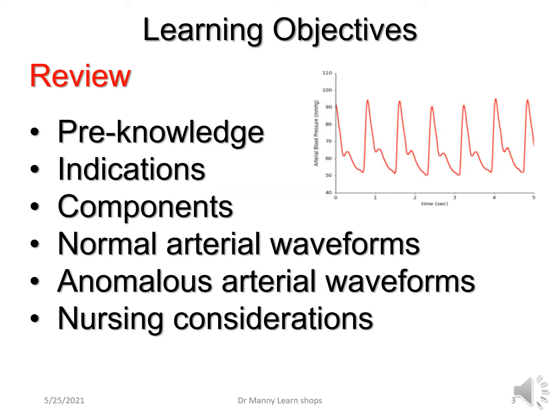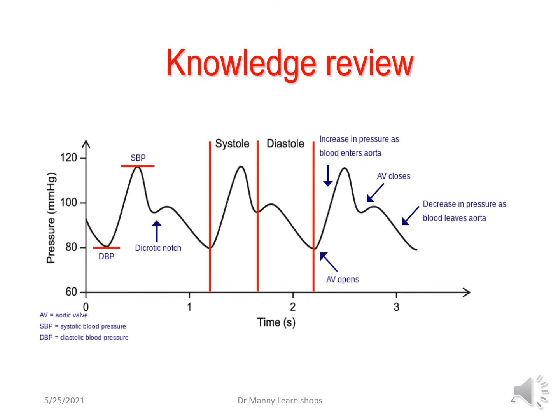So what are the learning objectives for this session? Well, we'll have a pre-knowledge review. We'll look at the indications for arterial pressure monitoring, certain components that are important, normal arterial pressure waveforms, and anomalous waveforms that you might encounter, and some of the nursing considerations when looking after a patient with arterial pressure monitoring. So let's look at the knowledge review.